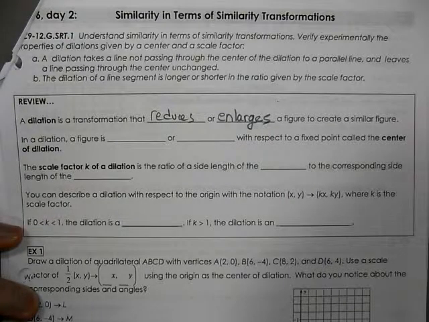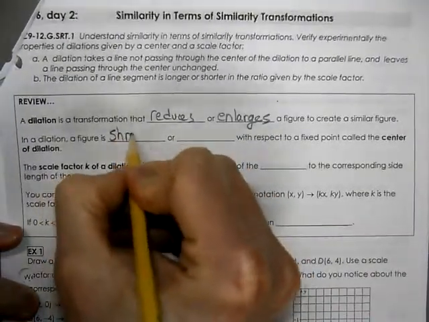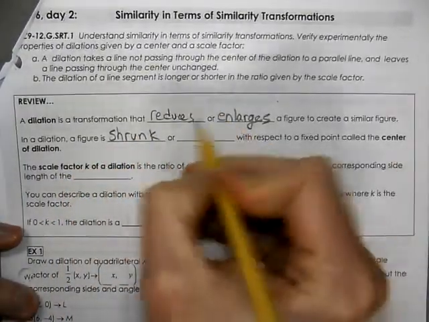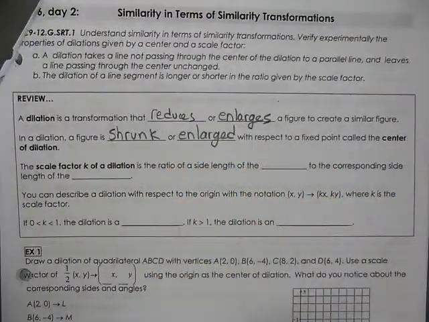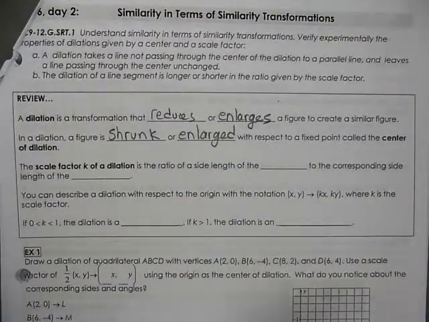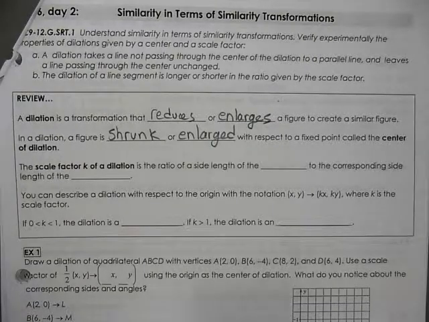In a dilation, a figure is shrunk or it is enlarged with respect to the fixed point called the center. So a dilation makes the image bigger or it makes it smaller.